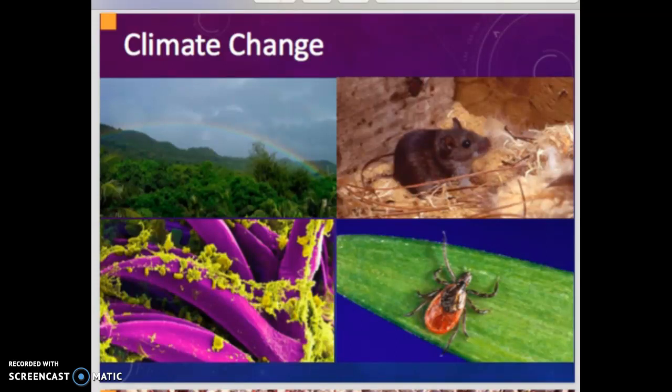The photos are a rainbow over the jungle foliage of the Guam Mountains, a deer mouse, which is the principal reservoir of Sin Nombre virus, which causes hantavirus in humans, a black-legged tick, which transmits Lyme disease, and an electron micrograph of yellow-colored bacteria on a flea. These bacteria cause bubonic plague.